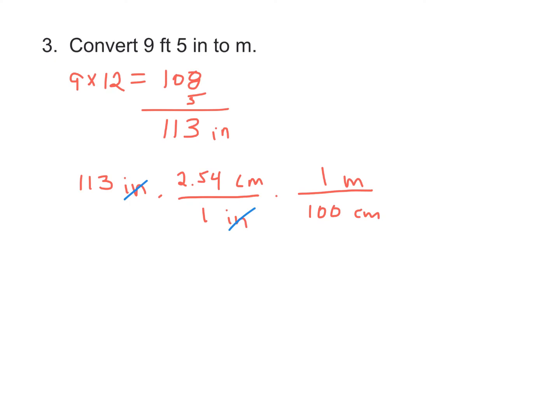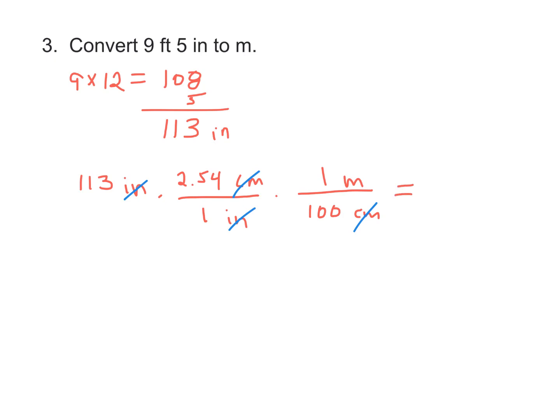Centi is 100. Kilo is 1,000. Well, a centimeter is 1/100th of a meter. Kilo is 1,000 meters. Milli is 1,000th of a meter. You can look those up in the tables. We'll practice that in class. But 1 meter stick has 100 centimeters. Those cancel.